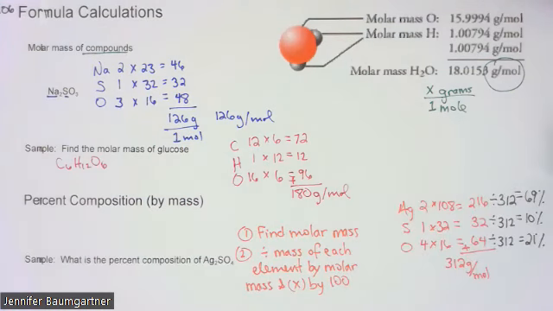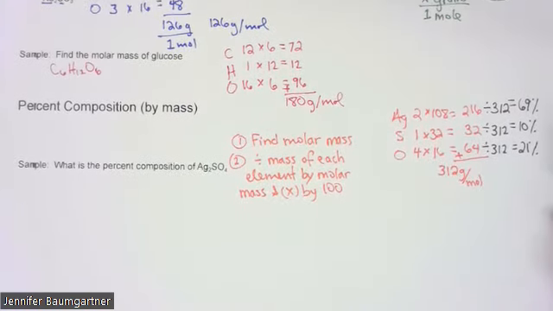So what this means is that if I had a mole of silver sulfate, 69% of that, let's say I had 10 grams, 6.9 grams is going to be silver, 1 gram is going to be sulfur, and 2.1 grams is going to be oxygen. So I can look at any amount of this compound and I can know what it's going to be.